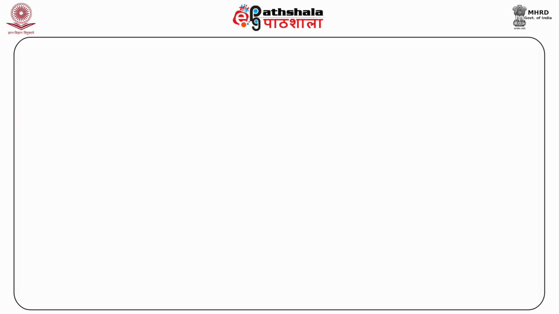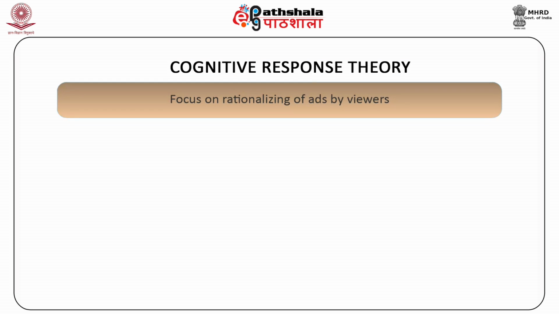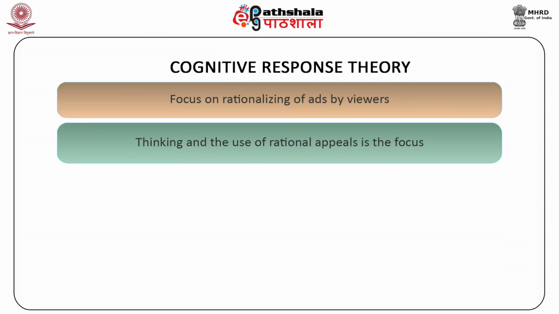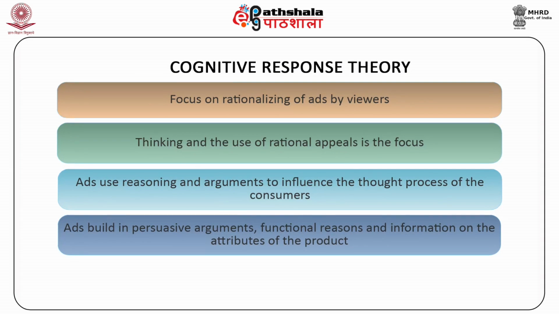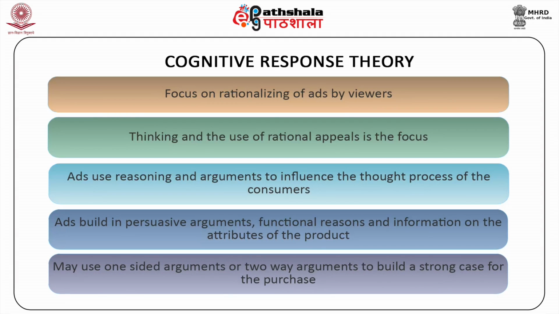The fourth and the last component of advertising message is the cognitive response theory. Cognitive response theory focuses on rationalizing of ads by the viewers. Cognition relates to thinking, and the use of rational appeals is the focus of this model. Thus, cognition-focused ads use reasoning and arguments to influence the thought process of the consumers. Cognitive advertisements generally build in persuasive arguments, functional reasons, and information on the attributes of the product. The ads may use one-sided arguments or two-way arguments to build a strong case for the purchase.